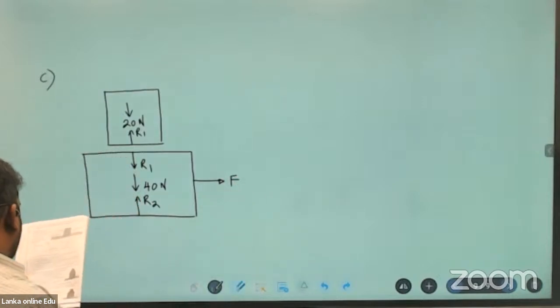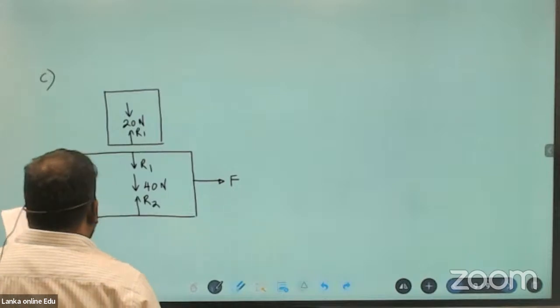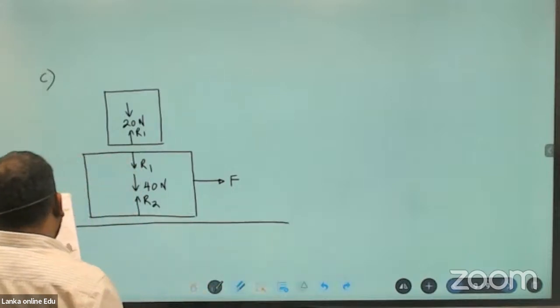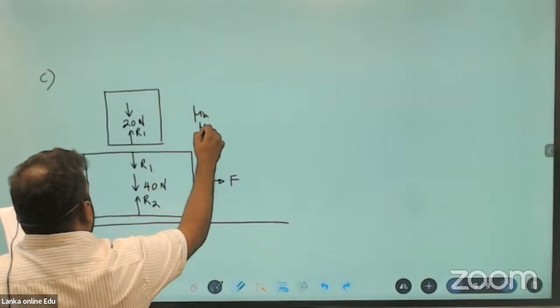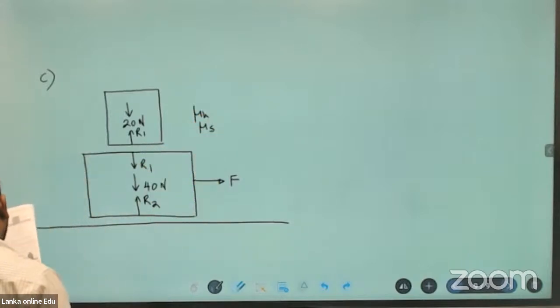Two boxes, 2 kg and 4 kg, are kept on a horizontal smooth surface. Here there's going to be a dynamic friction or a static friction. There you go, it's marked. Find the maximum horizontal force that can be applied on the 4 kg such that the 2 kg mass does not slip.